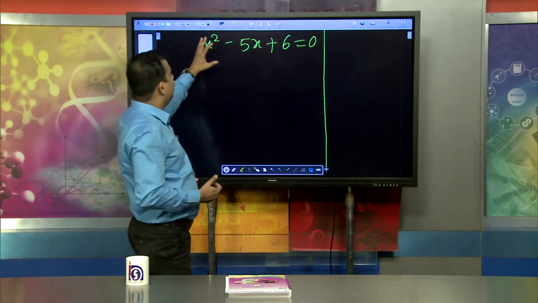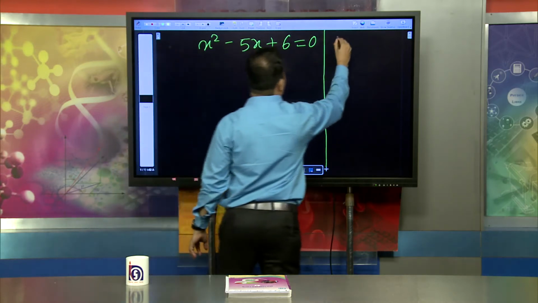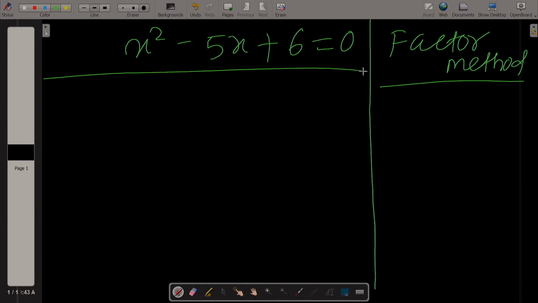Then we have to see how to solve it through the factor method. When talking about the factor method, the important characteristic is that we have to split the middle term. The important thing is you have to first identify the values. What is the value of a? The value of a is 1. What is the value of b? The value of b is minus 5. What is the value of c? The value is 6.